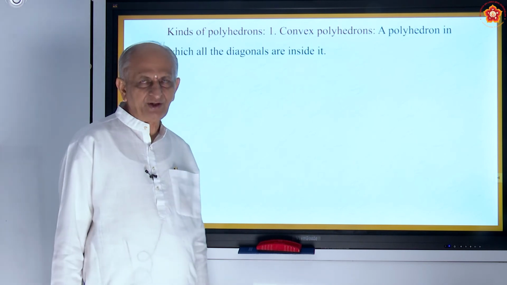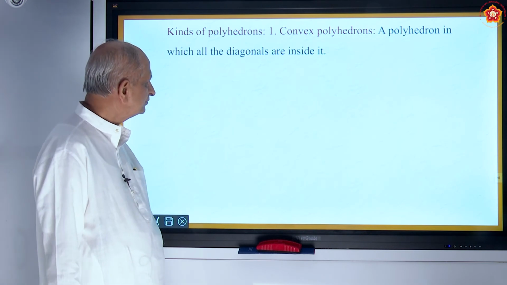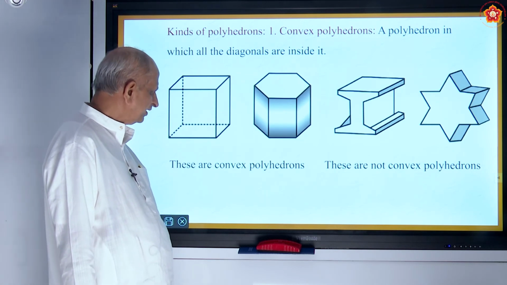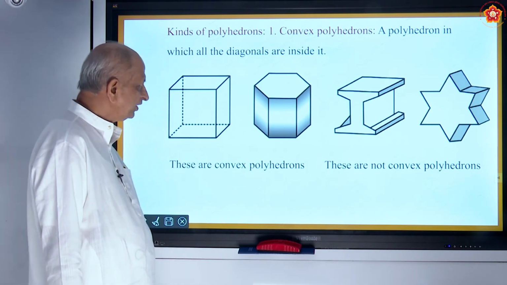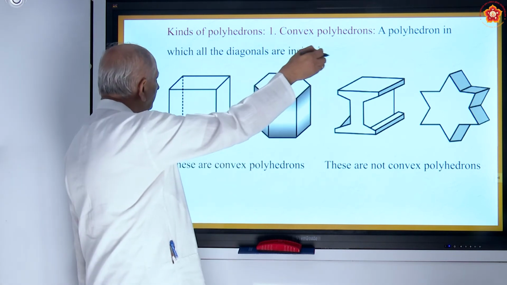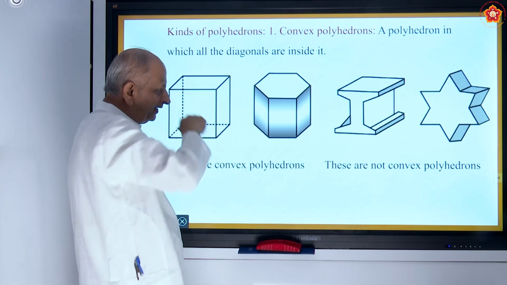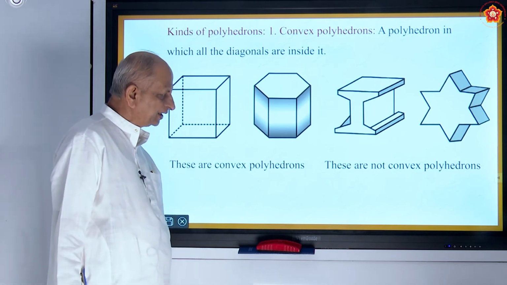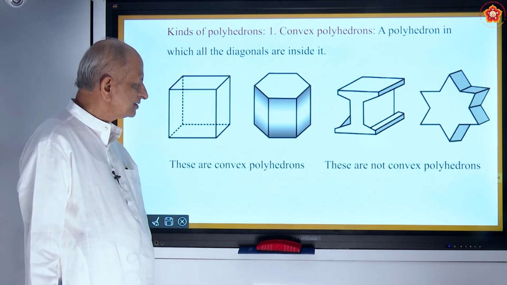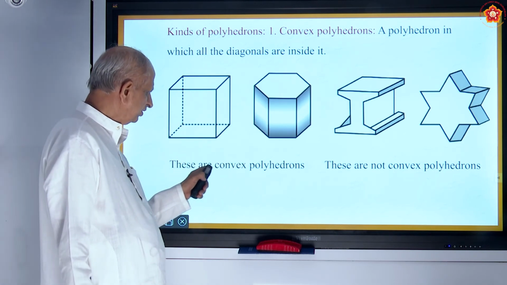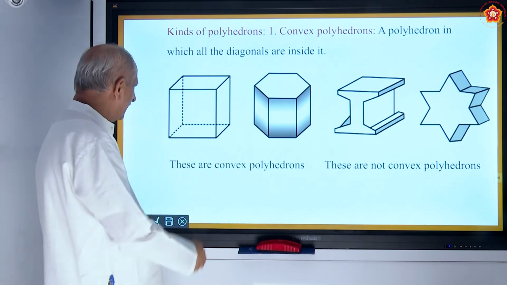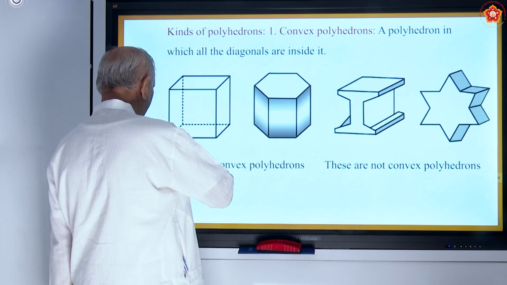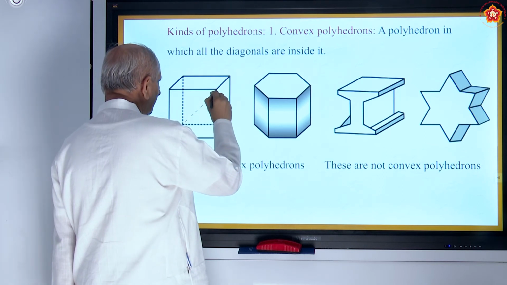Now, there are 2 kinds of polyhedrons. One is called convex polyhedron, another is called regular polyhedron. What is a convex polyhedron? A polyhedron in which all the diagonals are inside it. And one more definition you can give: there are no reflex angles in this case. This is called a convex polyhedron. Diagonal means what? The line joining the opposite vertices is called a diagonal. So all the diagonals will be inside.